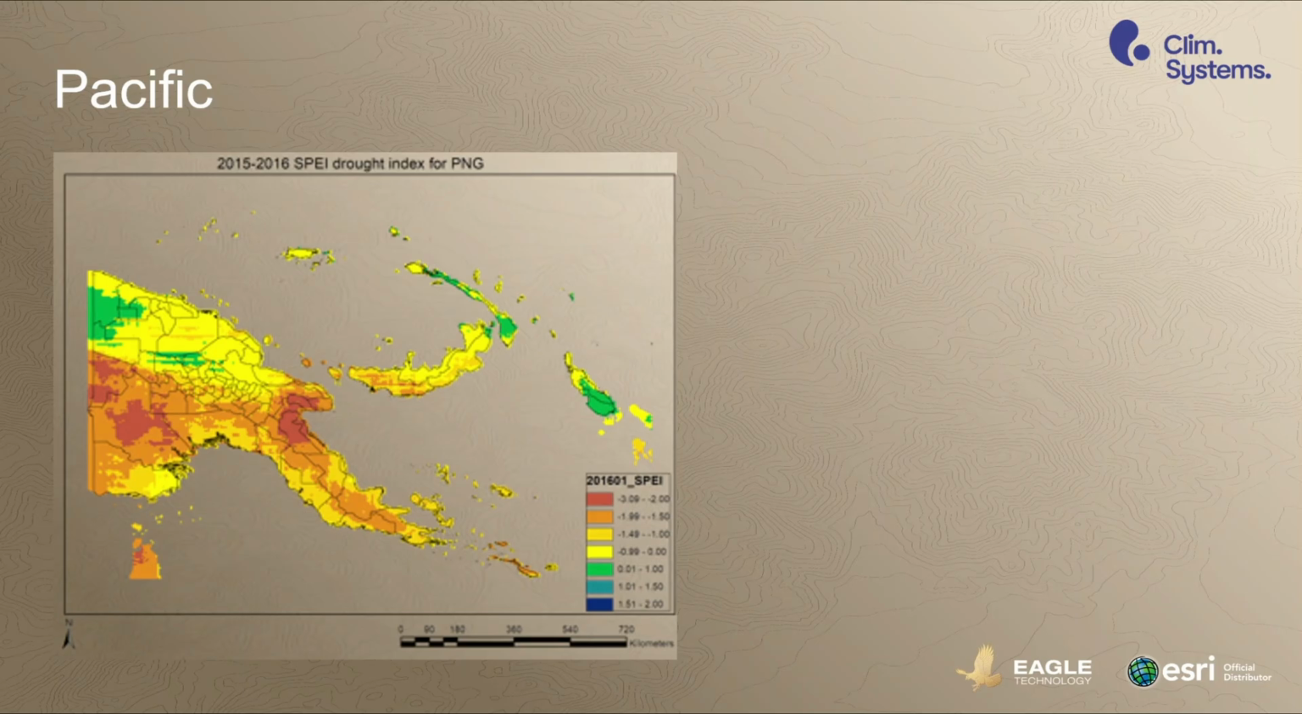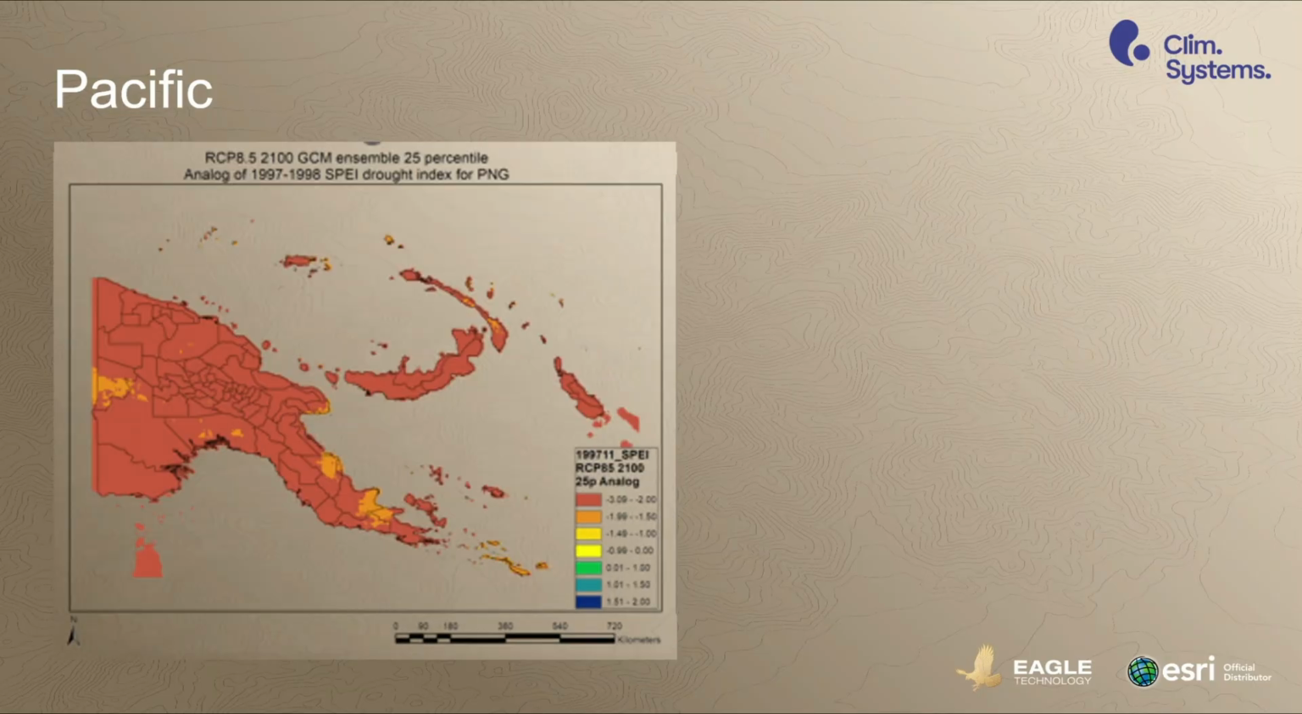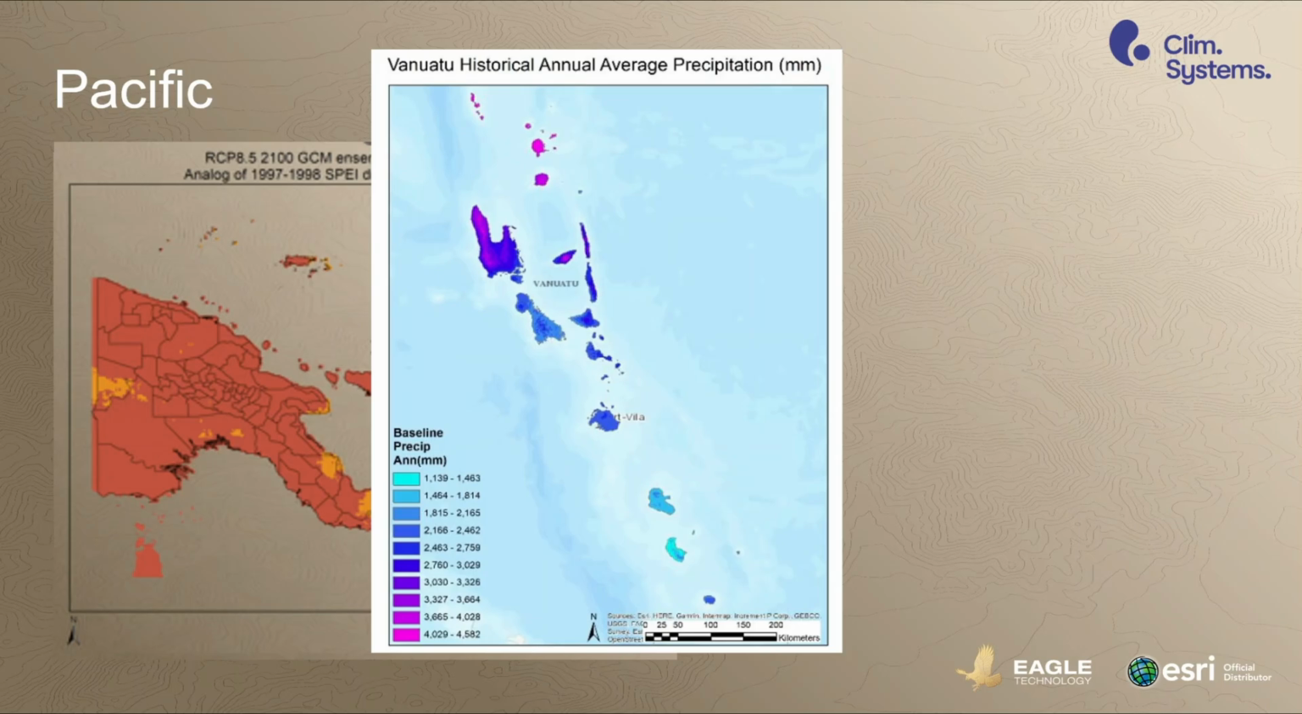But they also wanted to know about future drought risk in Papua New Guinea. So one example here of taking that 1997-98 drought and thinking about how, if those climatic conditions were replicated with climate change out to 2100, what we might see in terms of a drought analog out in Papua New Guinea in the future. So GIS was critical to that.